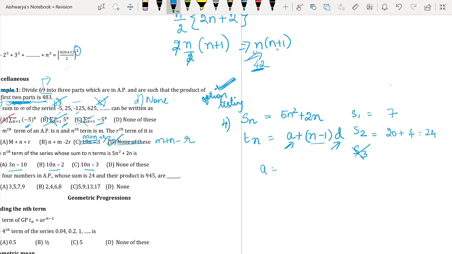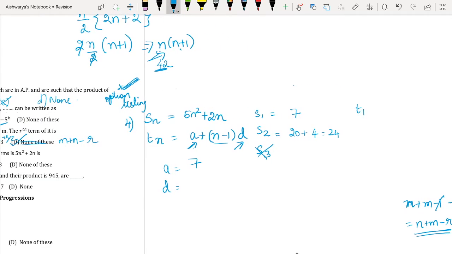So what is your A value and what is your D value? A is 7. Then A2 is 17, and D is 10. Correct. You have to calculate. Your first term A is 7. Your second term is 24 minus 7. This is where I want you all to take a red pen out and mark this. 24 minus 7 is 17. This is your second term. D is nothing but T2 minus T1.